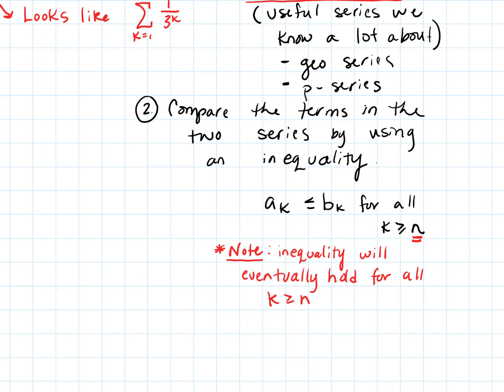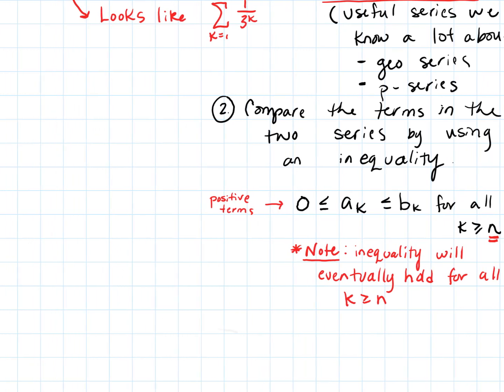One other thing that we need to add on to this is these terms also have to be positive. So these terms have to be greater than or equal to 0. You could have some 0 terms too, but these terms have to be greater than or equal to 0. So we have to also guarantee that we have positive terms. The comparison test works only for series that are positive. So we have to have positive terms and hold this inequality.